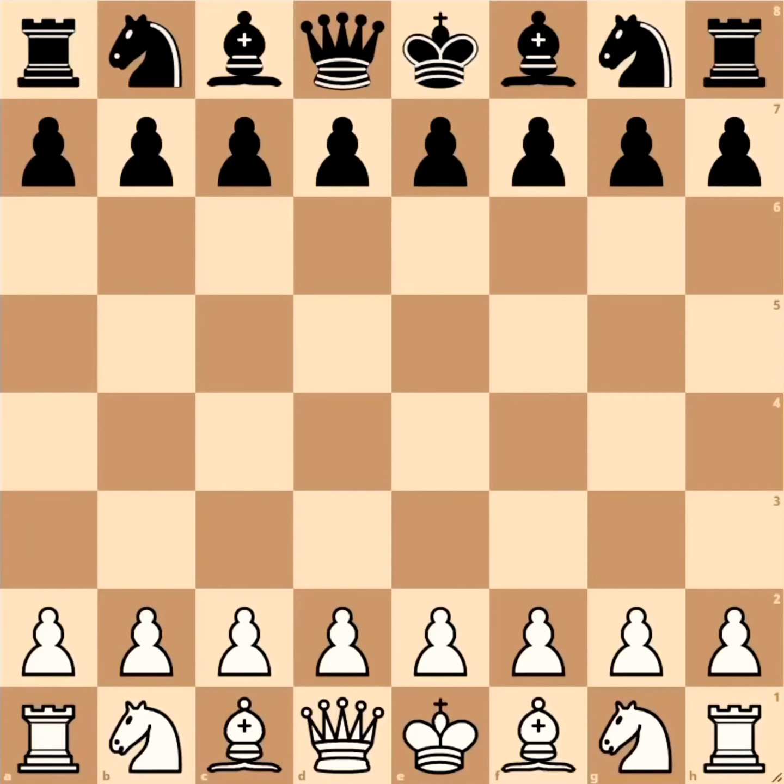Next, I'm going to be talking about forks. A fork is when any piece is attacking 2 enemy pieces at the exact same time, causing the opponent not to be able to defend both of them at the same time, which wins you a piece. Let's go into an example right here called the fried liver attack.